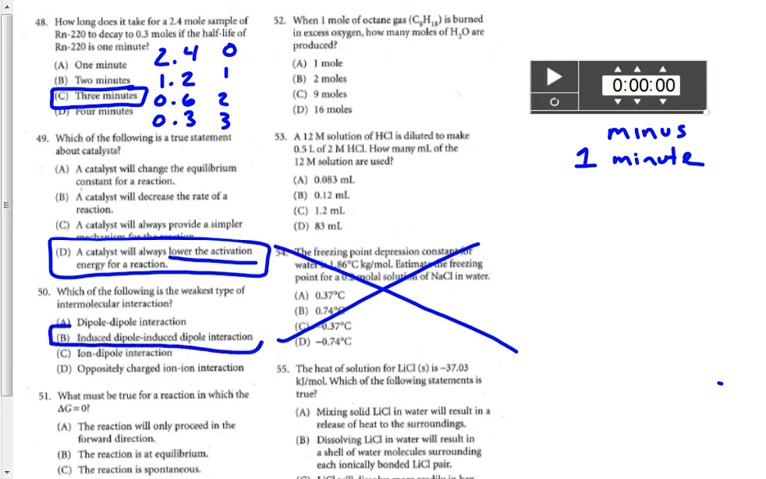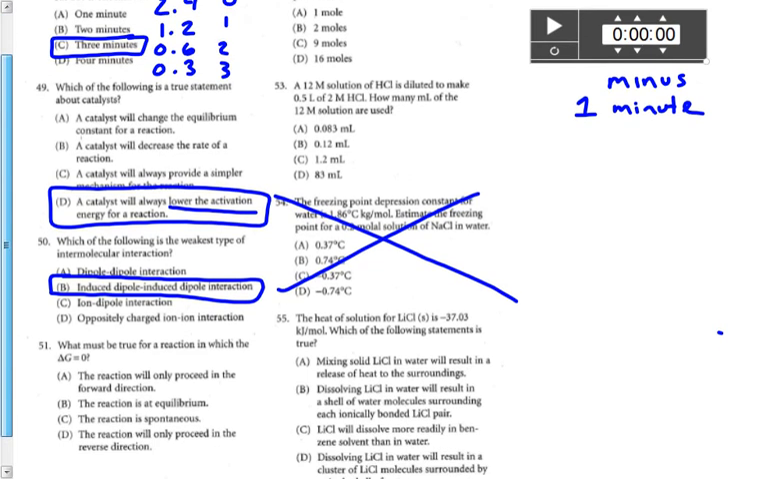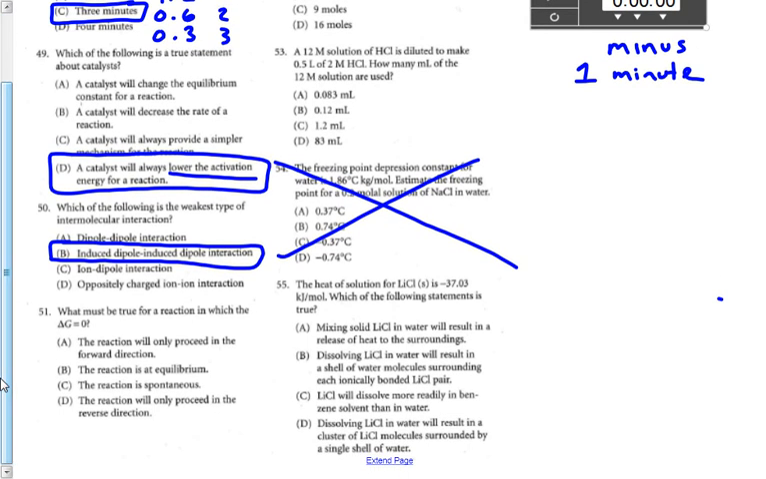Right. I know it doesn't say London. An induced dipole is a London force. The other one's dipole. Dipole, ion dipole, what's that? It's an ion to a dipole, so like water to an ionic charge. Oh, I hope you got this all right because we just talked about it. If ΔG equals 0, it's in equilibrium.